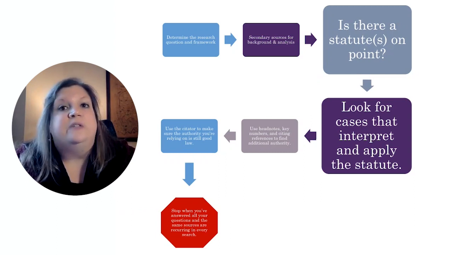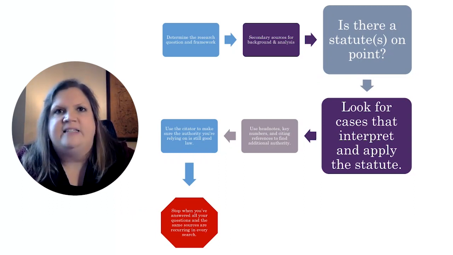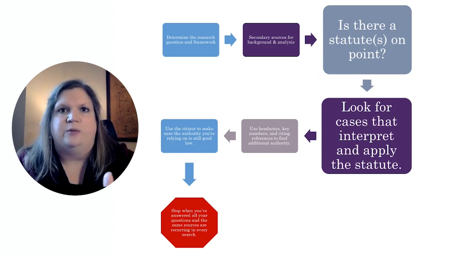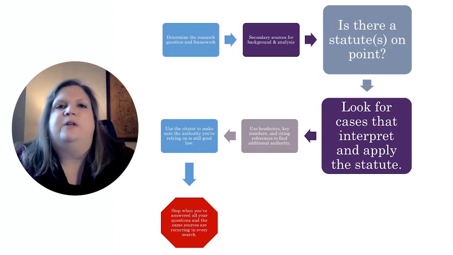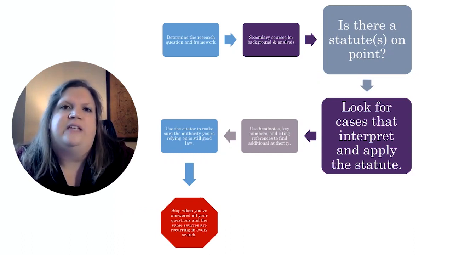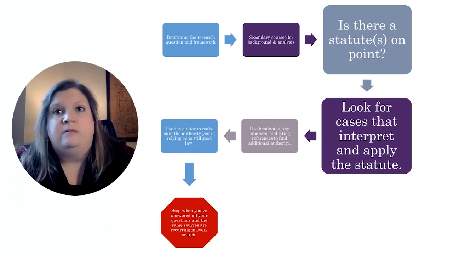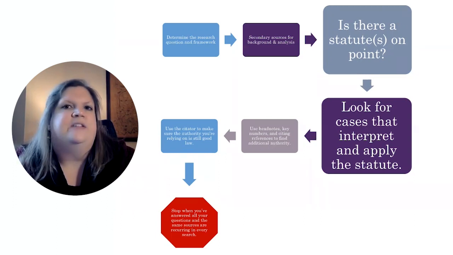Whether your legal issue is based in statute or in common law, so even if you find a statute that directly applies to your legal research question, you will end up looking for case law to see how the courts have interpreted, applied, or criticized the law in similar cases over time.